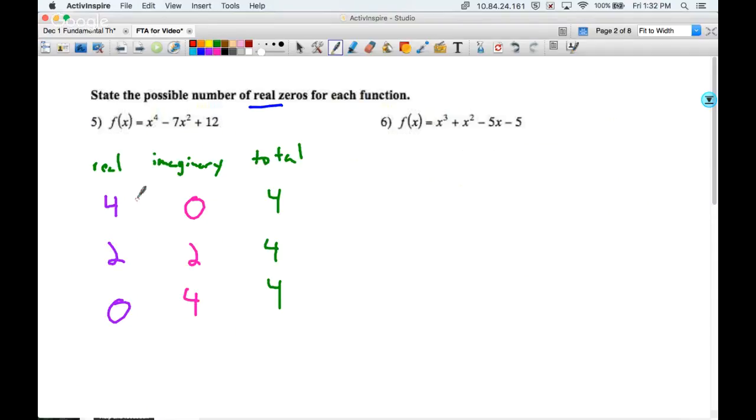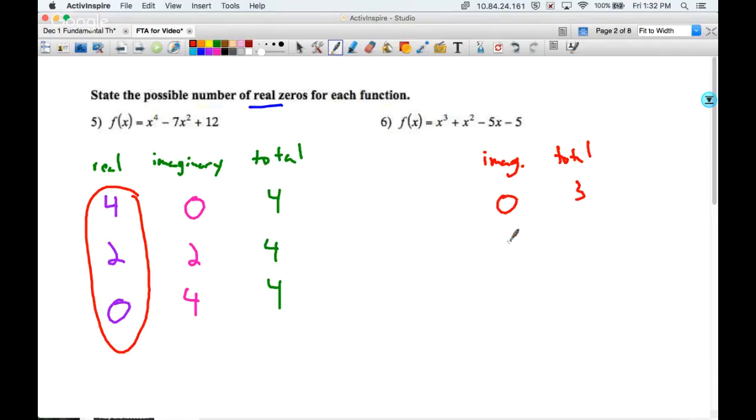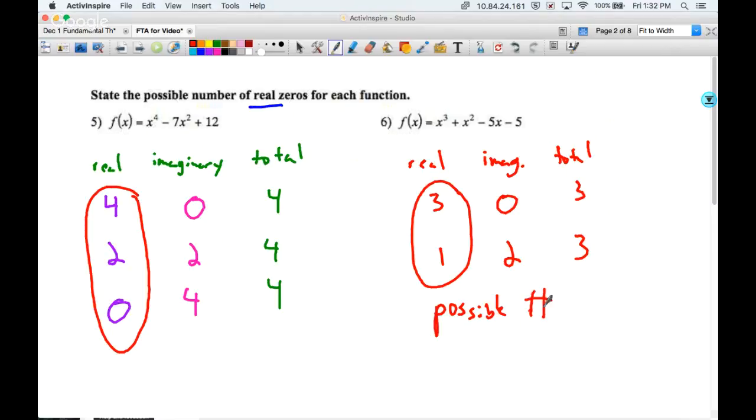And so this is our answers here. We either have 4 real, 0 imaginary, 2 real, 2 imaginary, or 0 real, 4 imaginary. Over here, the total is 3. For imaginary, I can have either 0 or 2. I can't exceed that. And so for real, it either has to be 3 or 1. There's our possible numbers.